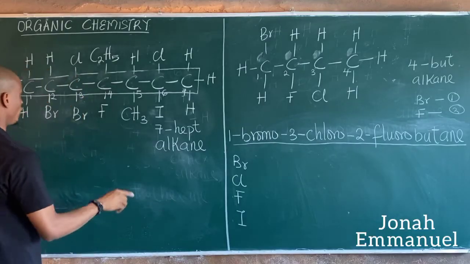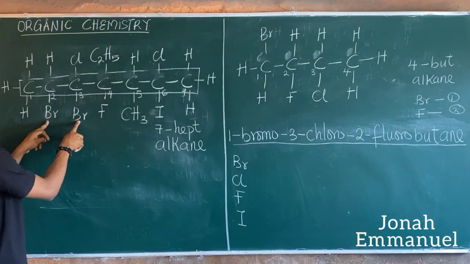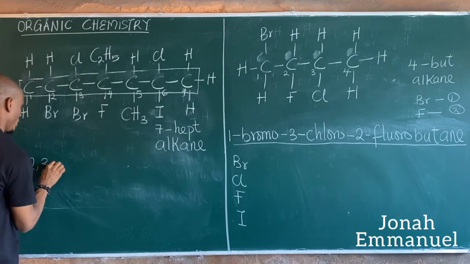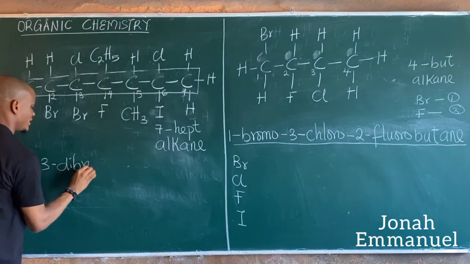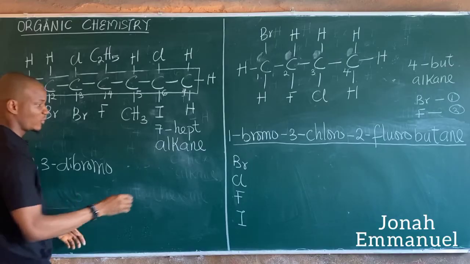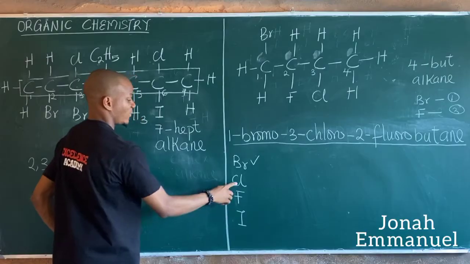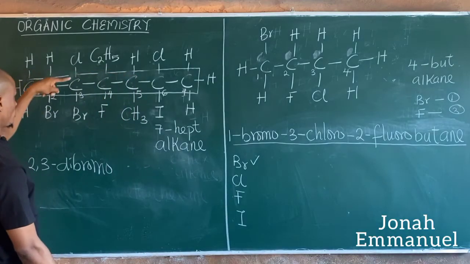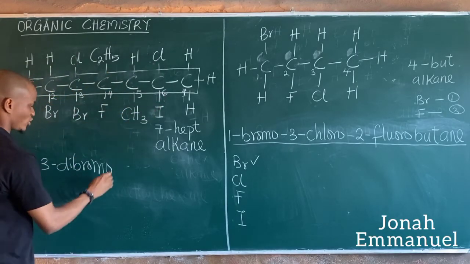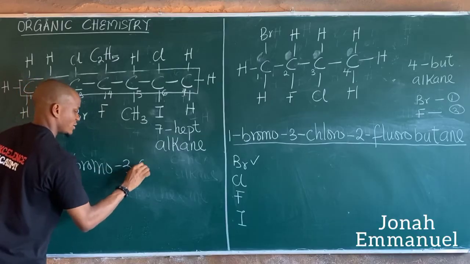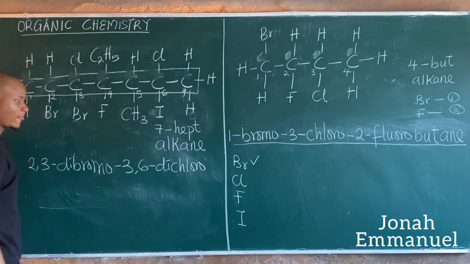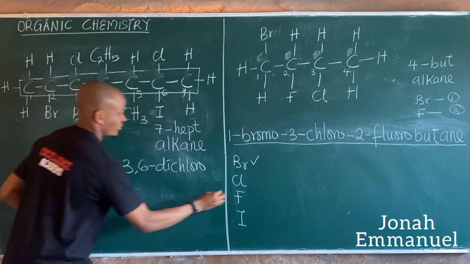Let's start with bromine. Bromine is at position 2 and 3, so it becomes 2,3-dibromo. It's a dibromo because I have 2 atoms of bromine. So I'm done with bromine there. Next up, take up chlorine. Chlorine is at position 3 and 6, so it becomes 3,6-dichloro. Okay, I think I'm done with chlorine here.